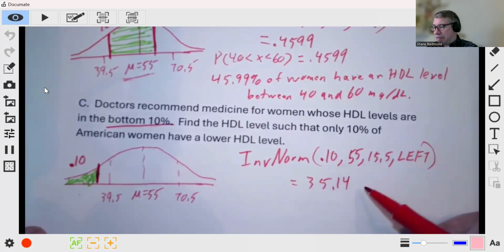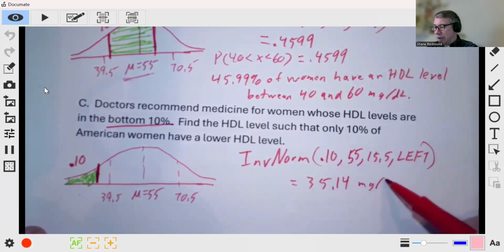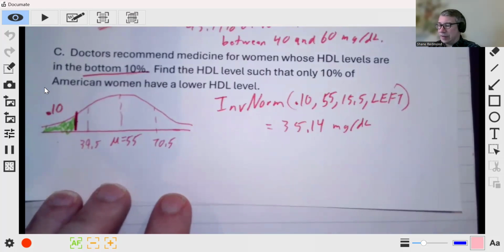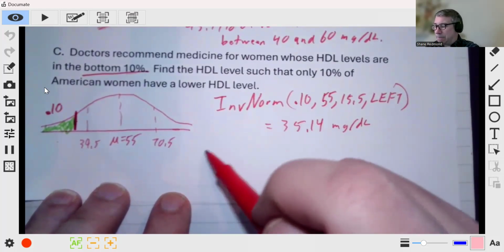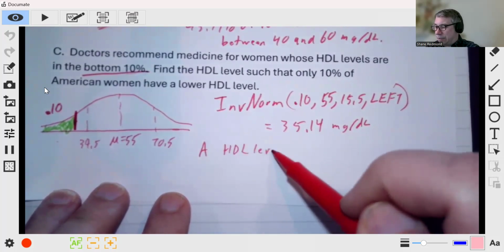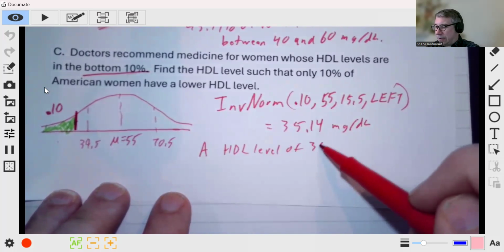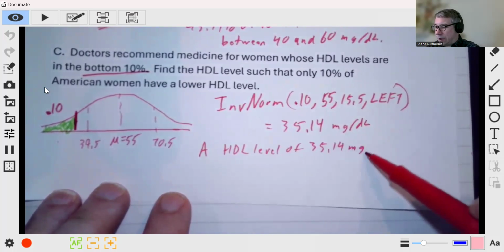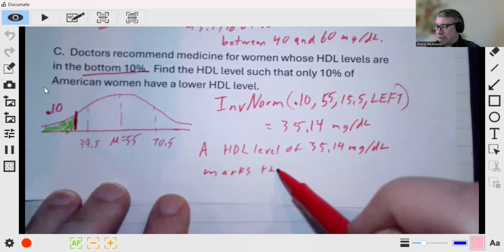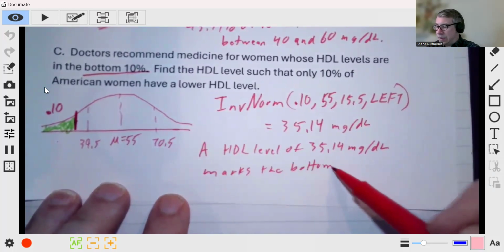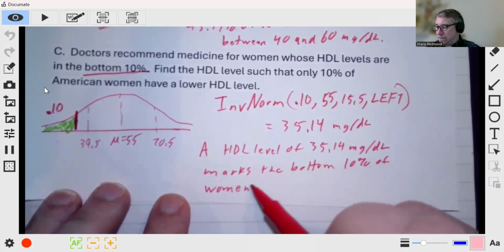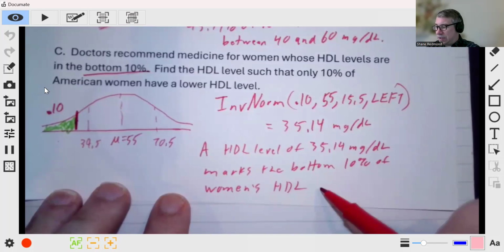We should put a label on this. These values were in milligrams per deciliter. And if we want to be a little bit more particular about our answer, we could say something like a HDL level of 35.14 milligrams per deciliter marks the bottom 10% of women's HDL levels.